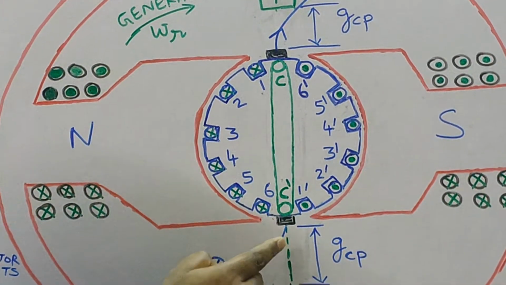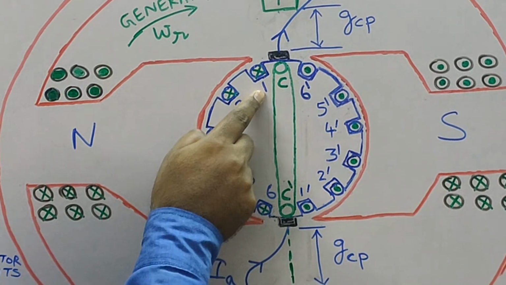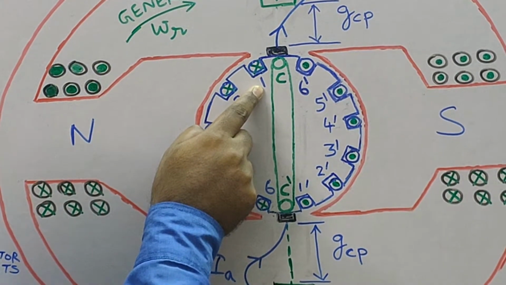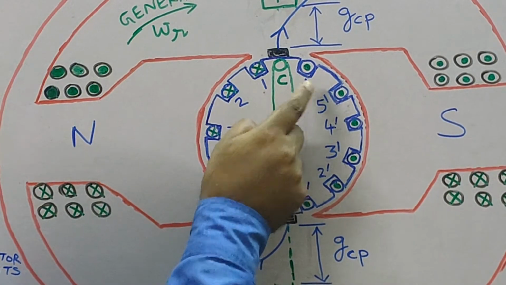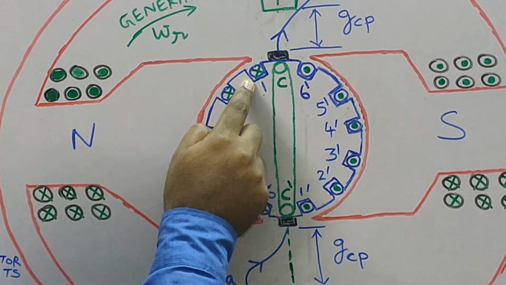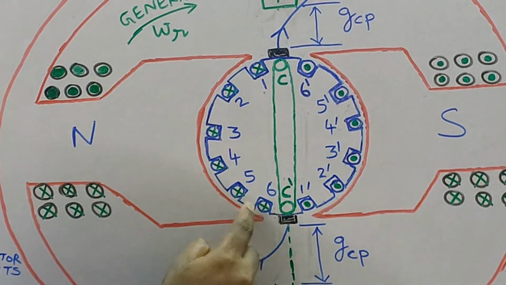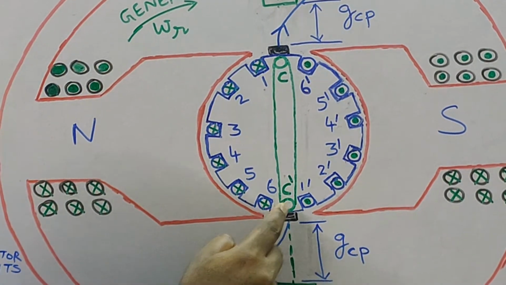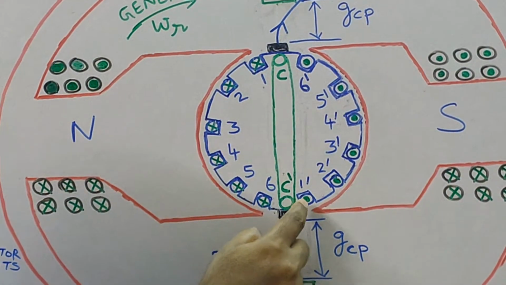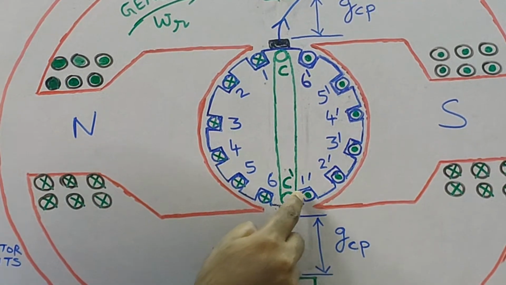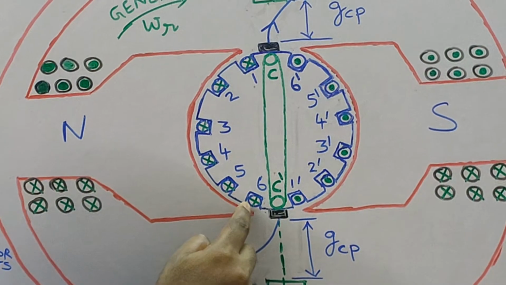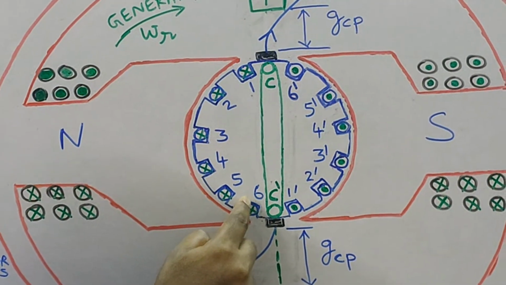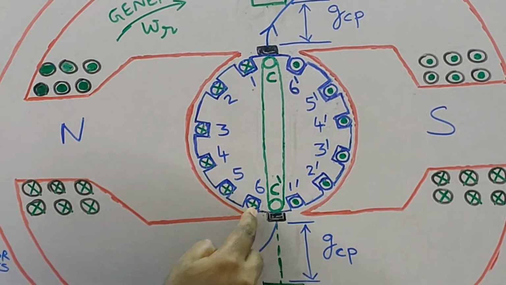After a few degrees of rotation, what will happen? Coil side 1 will occupy a position which is presently occupied by coil side 6 dash. That means it will change from cross to dot. Simultaneously, coil side 1 dash will occupy a position which is presently occupied by coil side 6. So it will change from dot to cross.